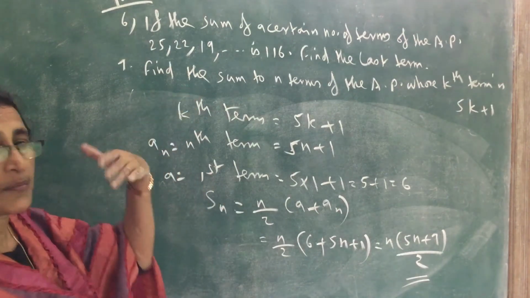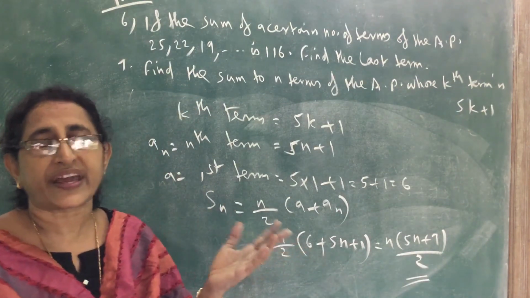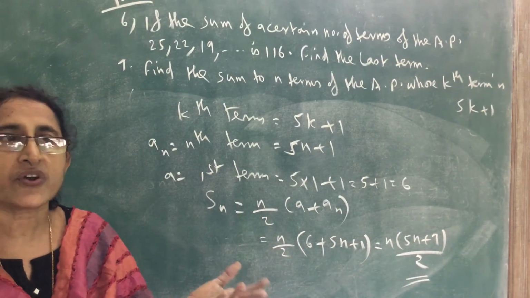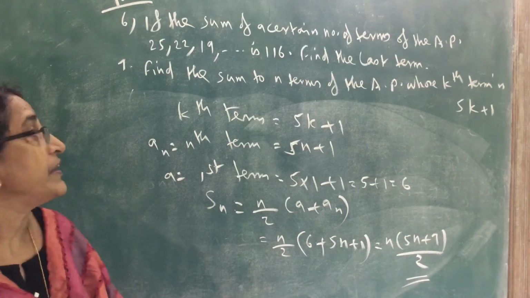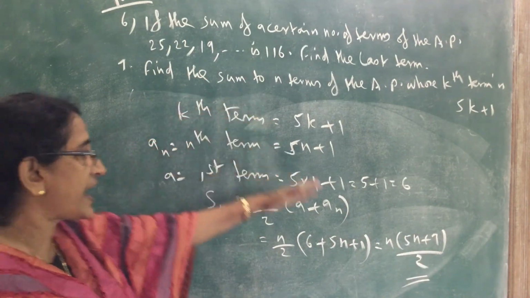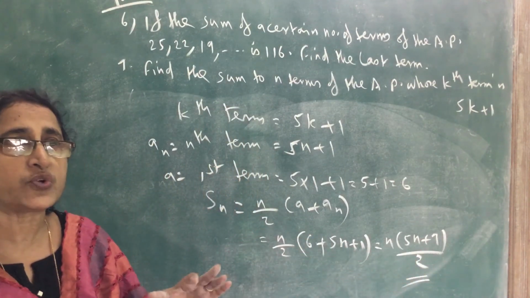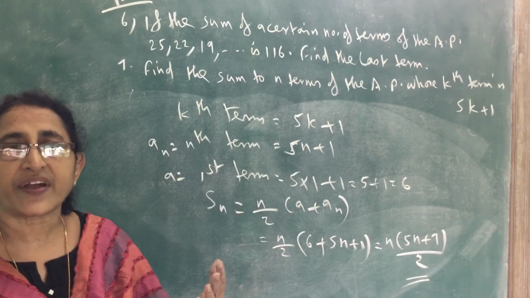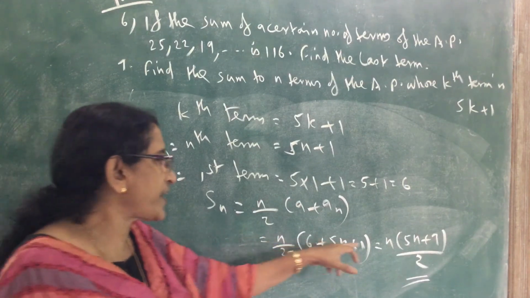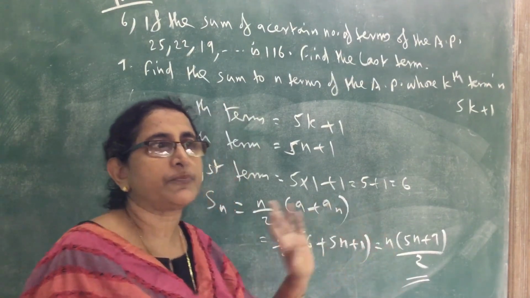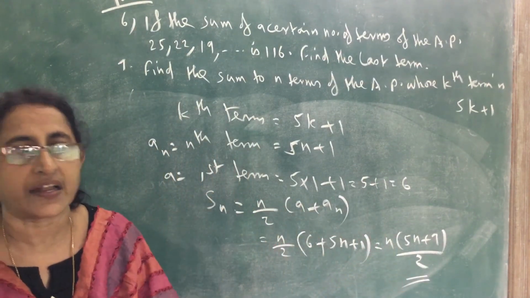Remember that for the sum to n terms, in the answer n will be there. Sum to n terms means in the answer there is n. So using this we can find the sum to any number of terms. Suppose we want to find the sum to 10 terms. So put n equal to 10 like that. So sum to n terms means n is there in the answer. Okay.